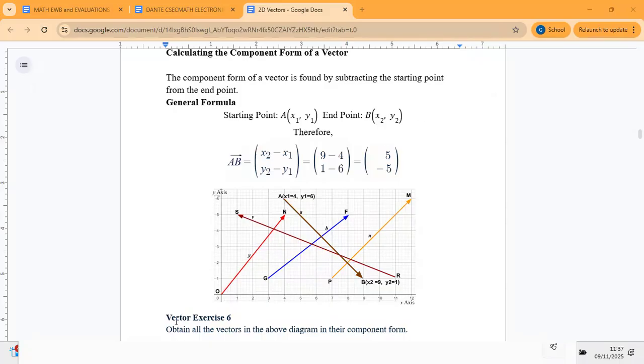So please complete vector exercise 6. Obtain all the vectors in the above diagram. You can repeat vector AB in the component form.